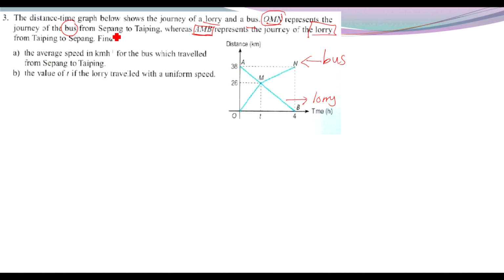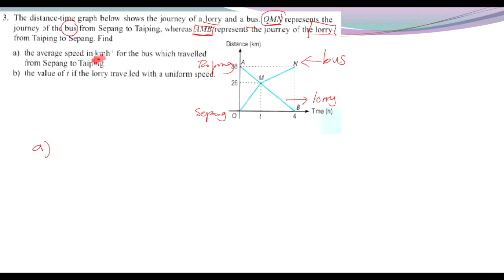And it says from Sepang to Taiping and Taiping to Sepang. That means the bus goes from Sepang to Taiping. So this is Sepang, this is Taiping, right? And the lorry starts from Taiping, at A, to Sepang. Okay, question A.